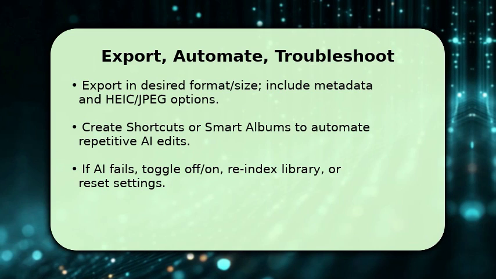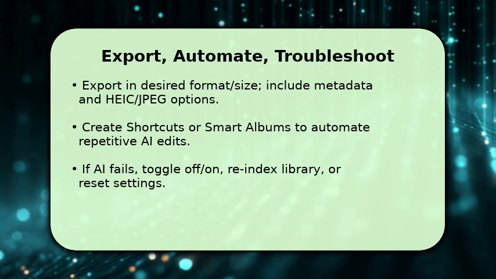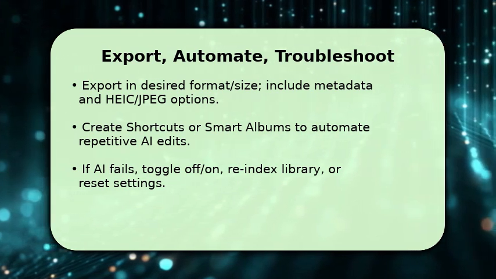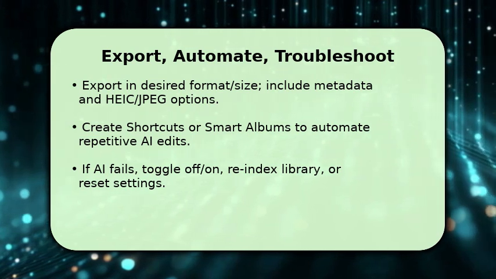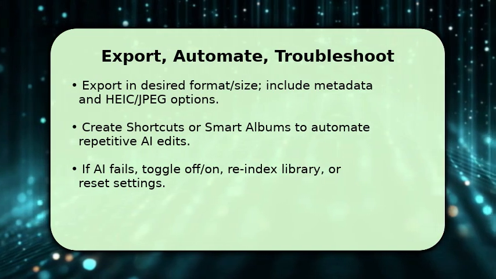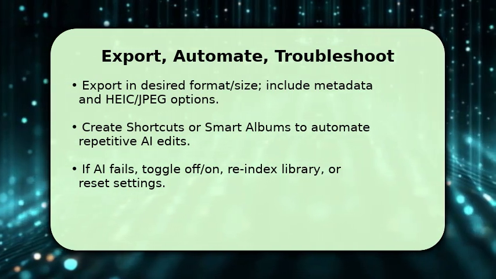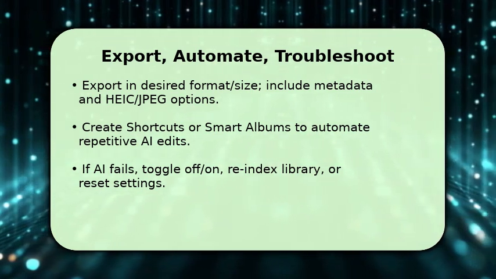Once you've worked a few times, build a shortcut or smart album to batch apply AI presets and speed future edits. If the AI behaves oddly, toggle the feature off and on, force Photos to reindex the library, or reset photo settings. These steps clear cached models. If problems persist, duplicate the image and retry edits on the duplicate to isolate issues.